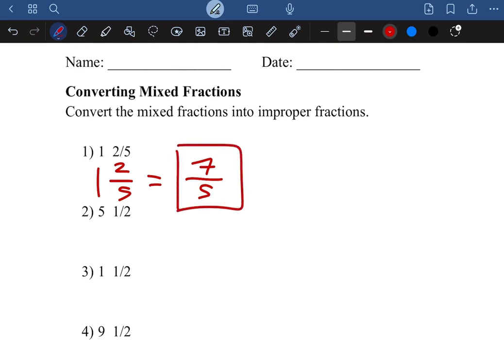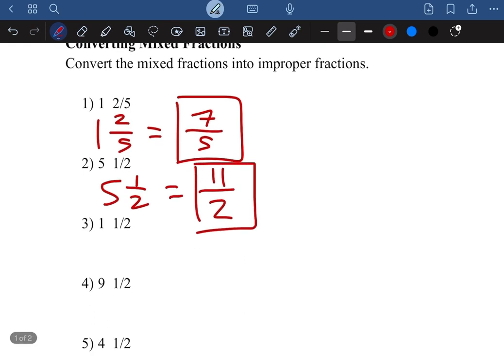Number 2, we have 5 and 1/2. So again, the denominator is going to stay the same. And for the numerator, we're going to multiply 5 times 2 and then add 1. 5 times 2 is 10, plus 1 is 11. So the improper fraction is 11 over 2.